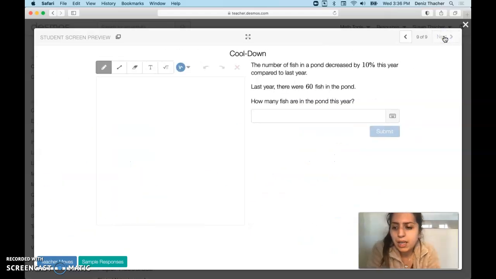Now, let's give you a couple of minutes to work on the cool down. The number of fish in a pond decreased by 10% this year compared to last year. Last year, there were 60 fish in the pond. How many fish are in the pond this year? Maybe you want to use your graph notebook or a different piece of paper to solve it the way I did, or maybe you know a different way.